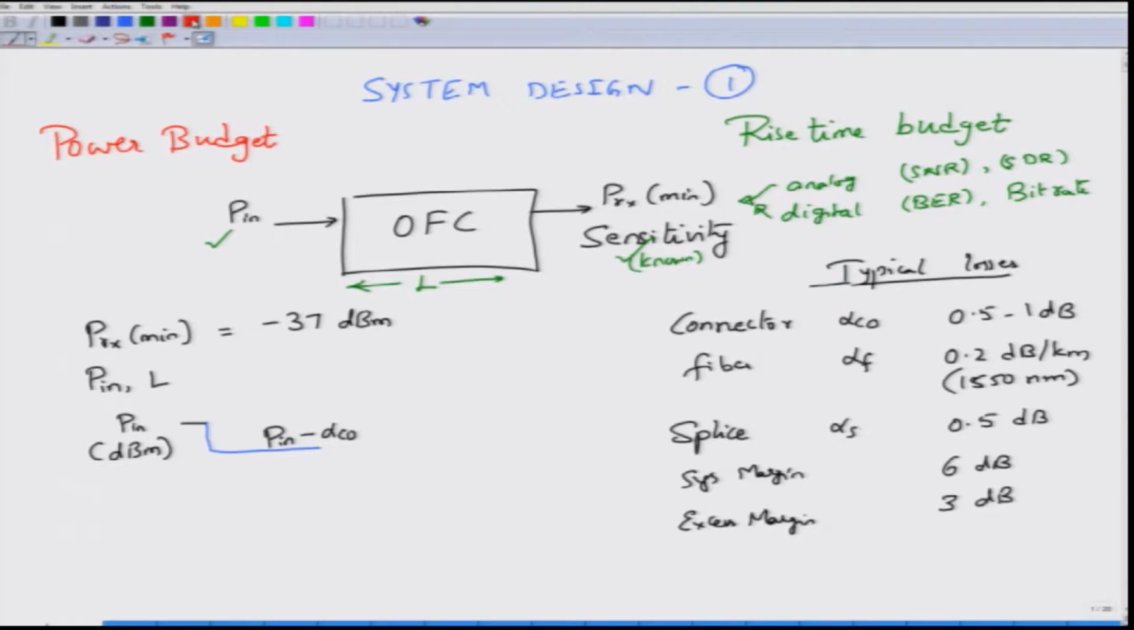At this point the power actually starts decaying because the fiber introduces a loss, and at the end of the transmission over a length L, the total loss in the fiber is alpha F into L. Therefore, the power at this point will be P in minus alpha C0 minus alpha F into L. Alpha F is measured in dB per kilometer and L is measured in kilometers.